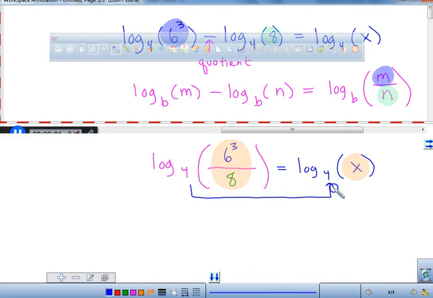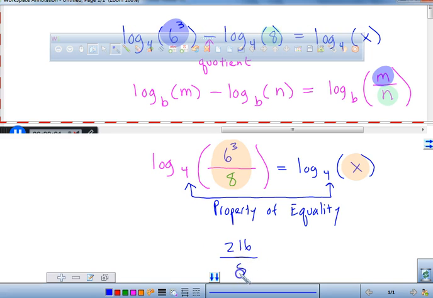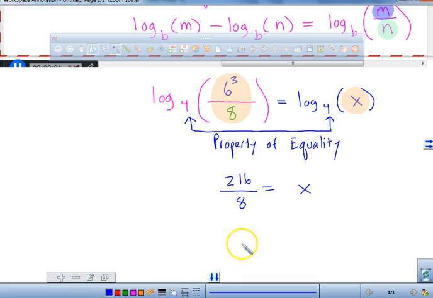What's the property if these bases are equal? This is called the property of equality. If these bases are the same, then whatever's inside here has to equal whatever's inside there. So 6 times 6 times 6, that's 216. 216 divided by 8 is the number 27. Therefore, your final answer for problem number 11 is 27.